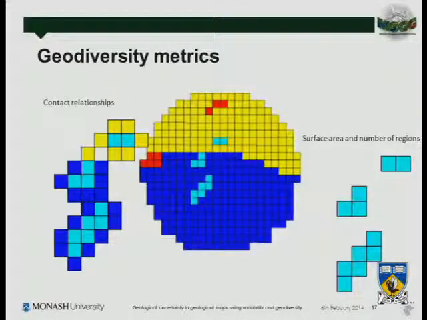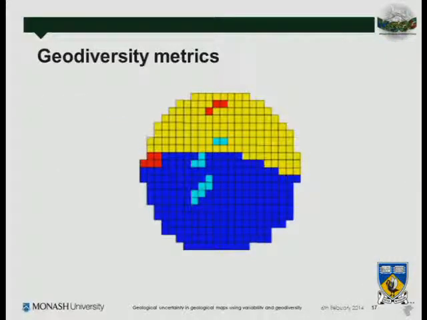There's also the contact relationship, so the total distance of contact between specific lithologies, which is interesting to look at because you may not expect to see some lithologies within other ones, so having a contact of that suggests that it could be an outlier.